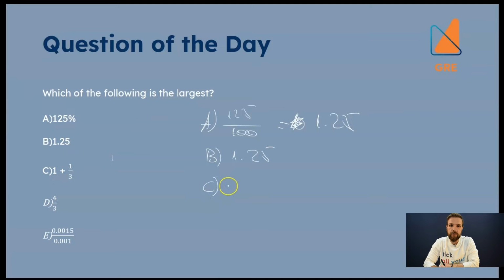So C, here we have 1 plus 0.333, because I know that 1 divided by 3 is 0.333, so this would give me 1.333. D, 4 divided by 3 would actually give me the same number as C, 1.333, so I don't even have to calculate this, and I know that this is the right answer for this question.